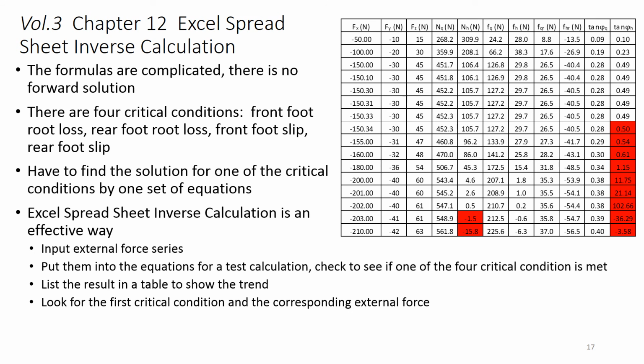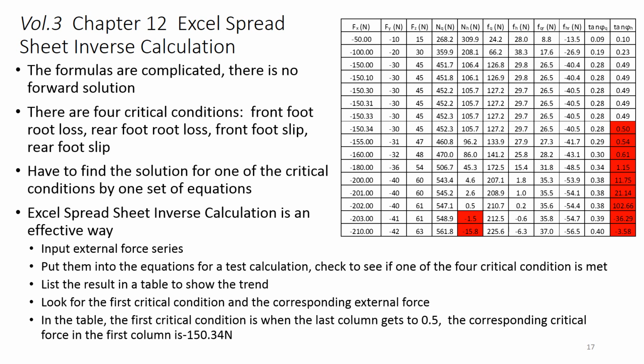Look for the first critical condition and the corresponding external force. In the table, the first critical condition is when the last column gets to 0.5. The corresponding critical force in the first column is negative 150.34 Newton.